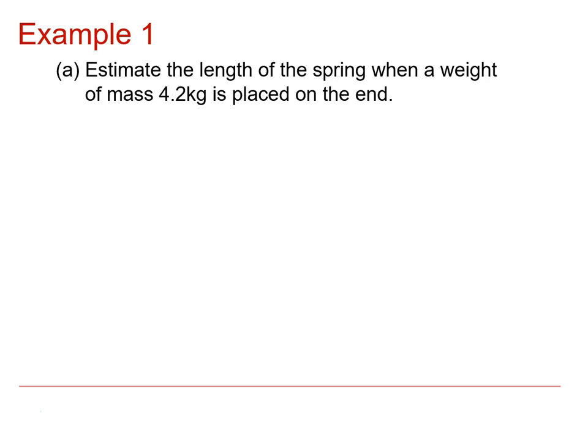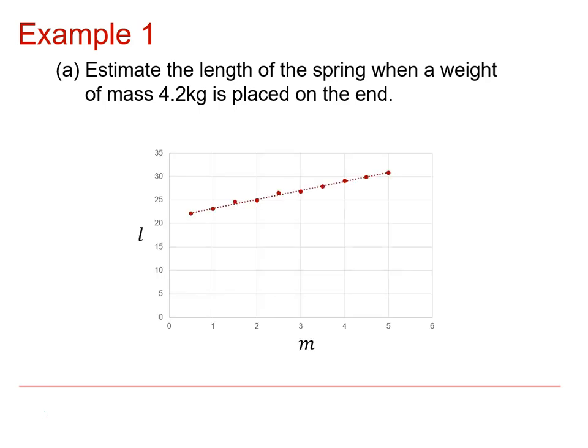We might then be asked to use this. So, estimate the length of the spring when a weight of mass 4.2 kilograms is placed on the end. The GCSE method that we used to use is we'd locate 4.2, draw a line up, then draw a line over, and that would be our prediction: that the length would be approximately 29 centimeters.